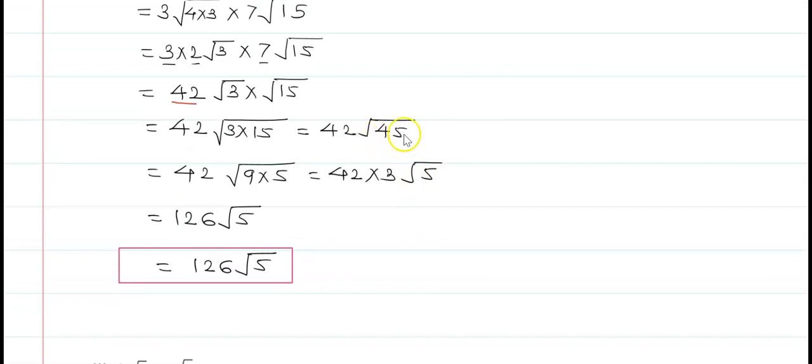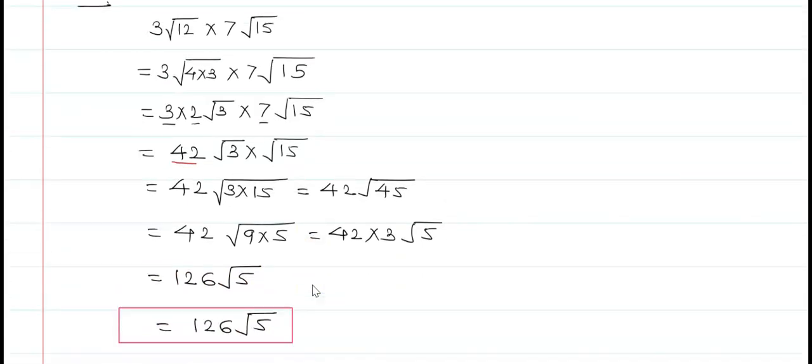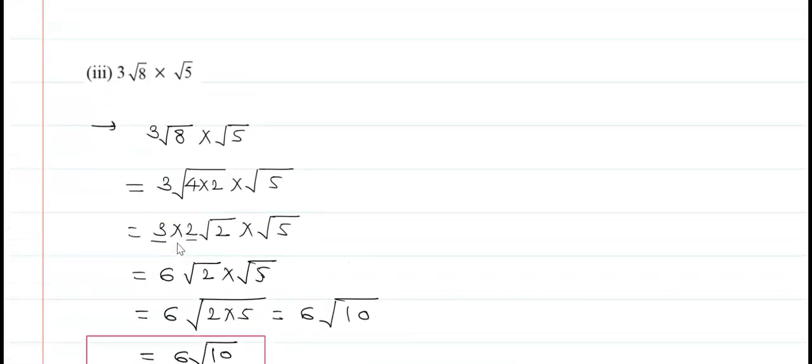Now root of 45 can be written as 9 into 5. What is the square root of 9? It is 3. 42 into 3 into root of 5. But 42 into 3 means what? 126 root of 5. Therefore the simplified answer is 126 root of 5. Now you can see this also here. These are the steps.